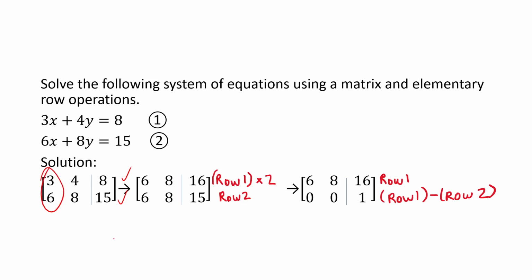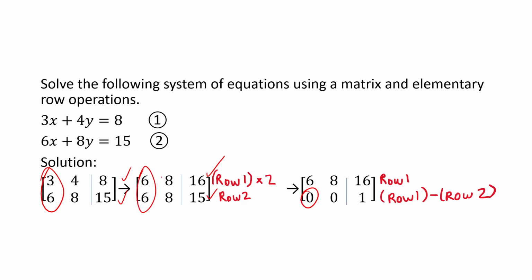It's not necessary to eliminate from that column, but usually that's my default. So I'm going to multiply the first row by 2. And so 3, 4, 8 will become 6, 8, 16. The second row will stay the same, 6, 8, 15. And then we're going to subtract 6 minus 6 to get the 0.